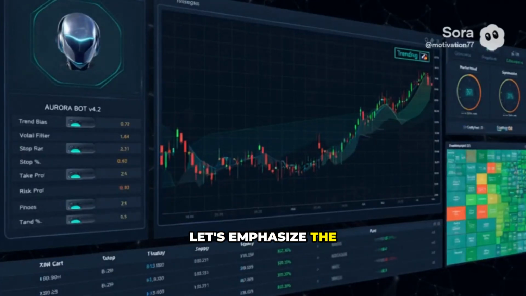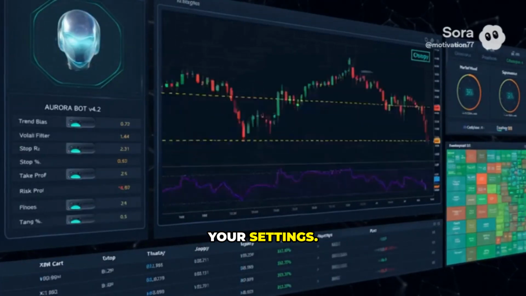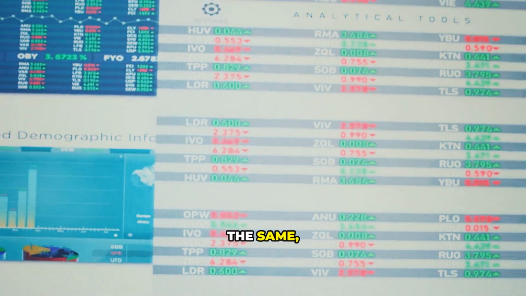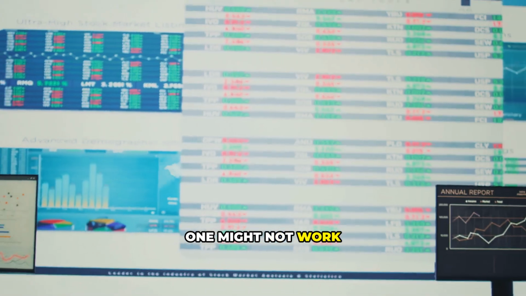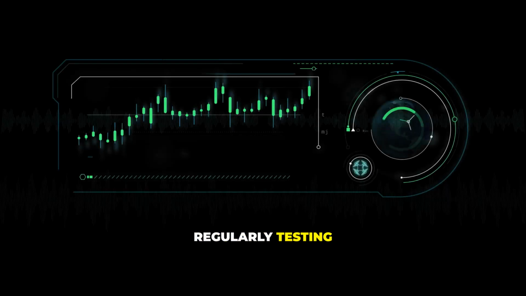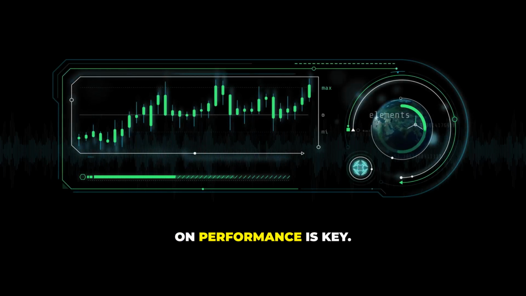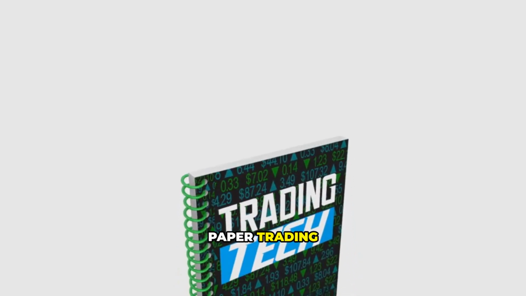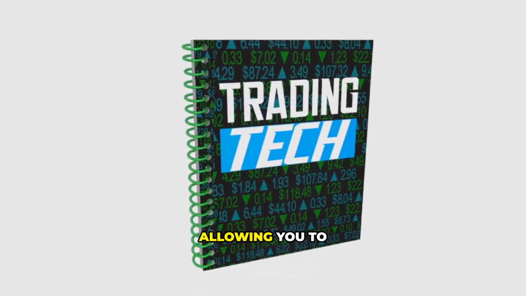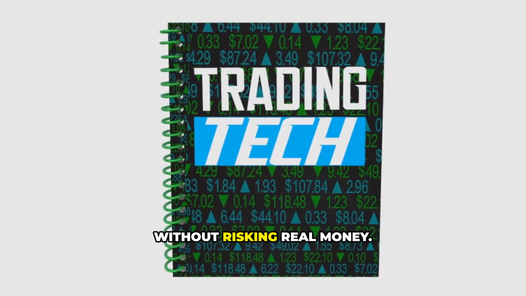Finally, let's emphasize the importance of testing and refining your settings. No 2 traders are the same, and what works for one might not work for another. Regularly testing and tweaking your bot's settings based on performance is key. Cryptohopper's paper trading feature is an excellent tool for this, allowing you to test strategies without risking real money.